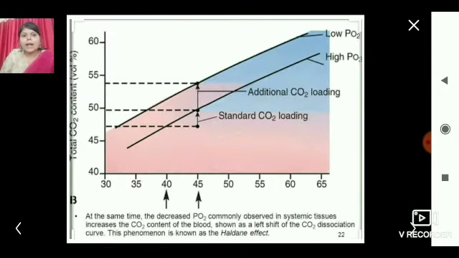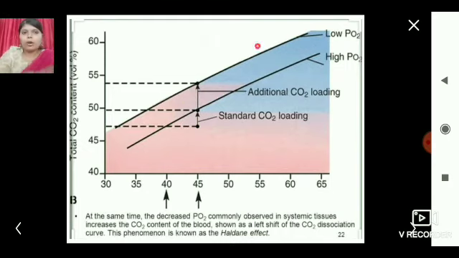So the next is the Haldane effect. At the same time, here we would find the decrease in the partial pressure commonly observed in the systemic tissues. So what is happening? The increase in the carbon dioxide content of the blood shows as a left shift of the carbon dioxide dissociation curve. This phenomenon is known as the Haldane effect. So when the graph is shifting or tilting towards the left-hand side, you will come to know that the Haldane effect is coming into force.